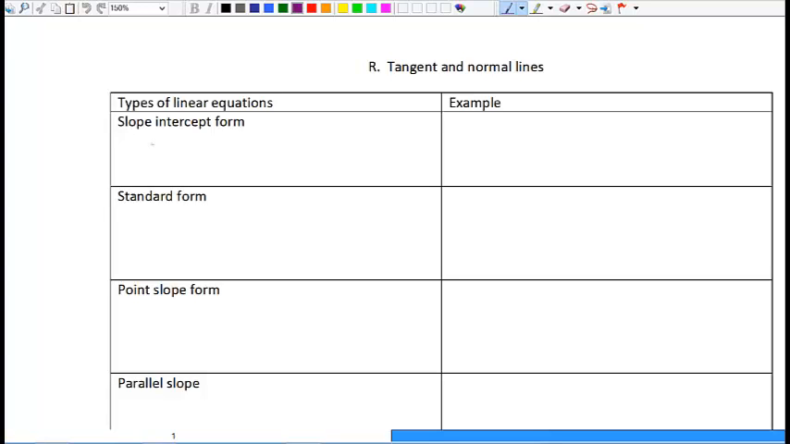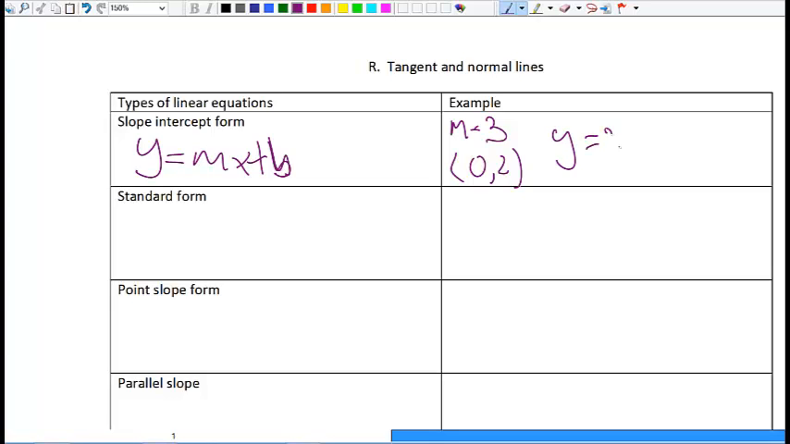So starting with slope-intercept form, that's just standard y equals mx plus b. Most students are fairly familiar with this. So if I give you a slope of 3 and I tell you that it has a y-intercept of (0, 2), in this case you can just automatically put it straight into its linear equation form. So that'd be y equals 3x plus 2. Now, the only weakness of that particular method is you have to know the slope and the y-intercept, that one particular point.